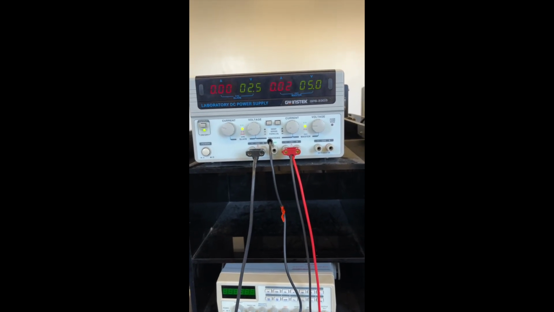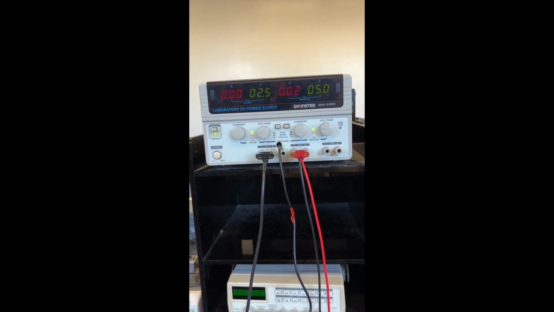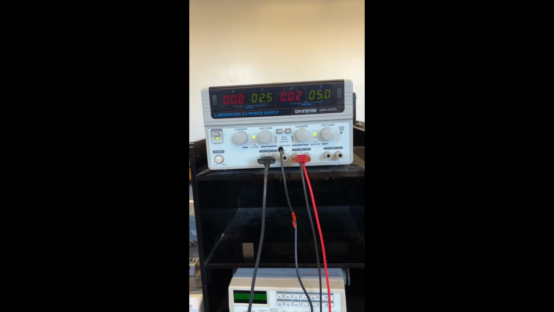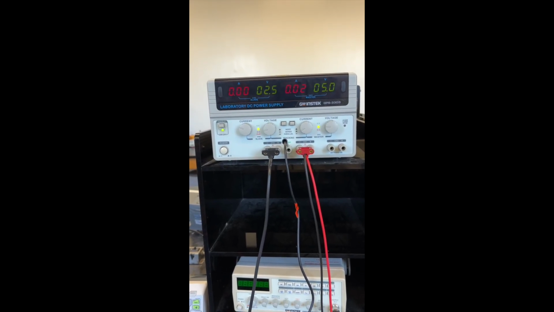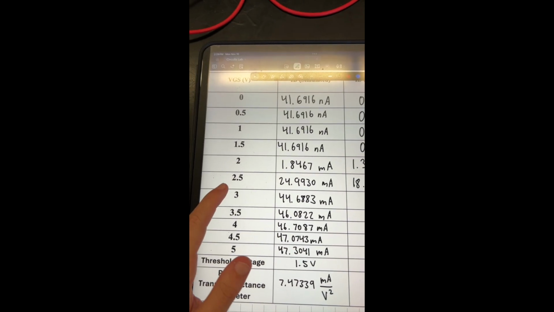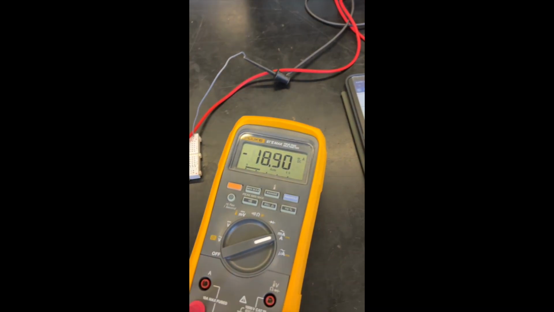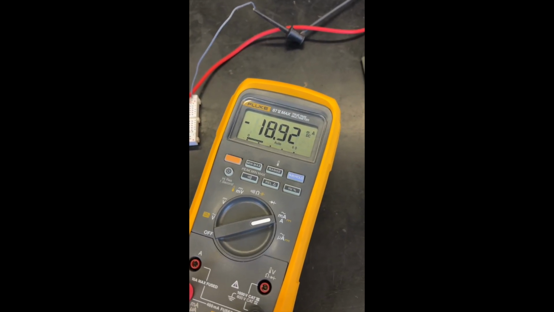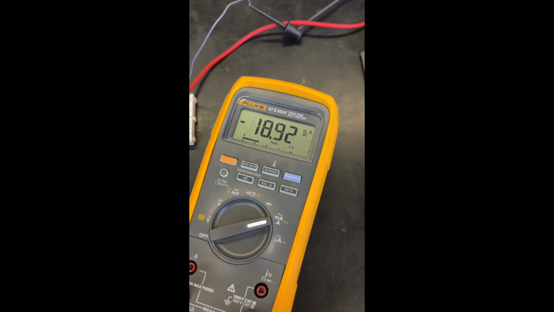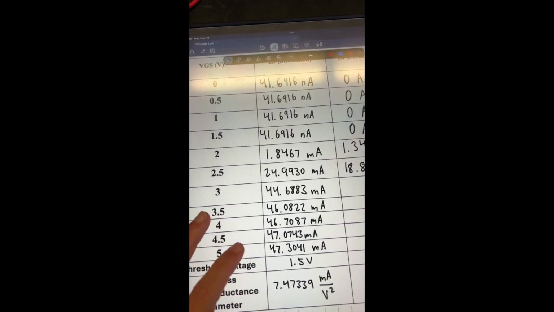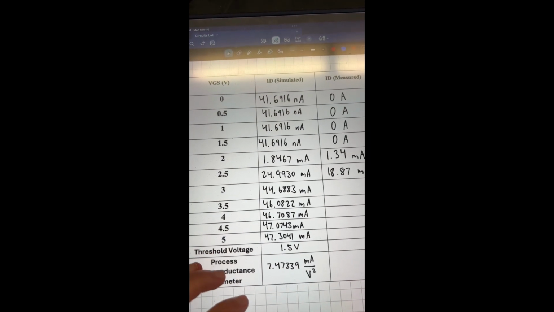All right, now I'm just adjusting one of my power supplies, increasing it by 0.5. So I've already done the 2 and the 2.5, and for the 2.5 input voltage, I'm getting a drain current of 18.92 milliamps, and my simulated was 24.99 milliamps.